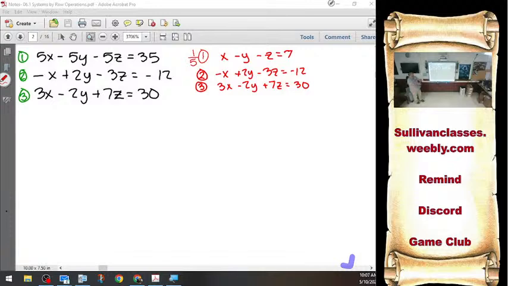Now that I'm here, my goal, again, is to get rid of this triangle of values. That's my purpose. That is Gaussian elimination. Gauss was this famous dead dude who did math.